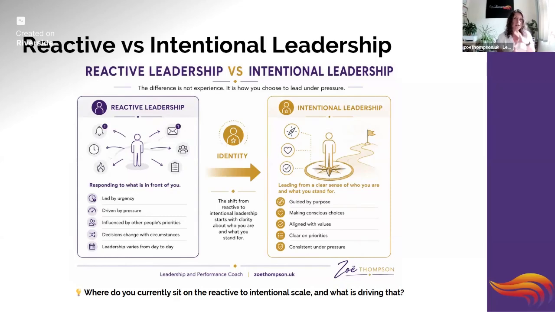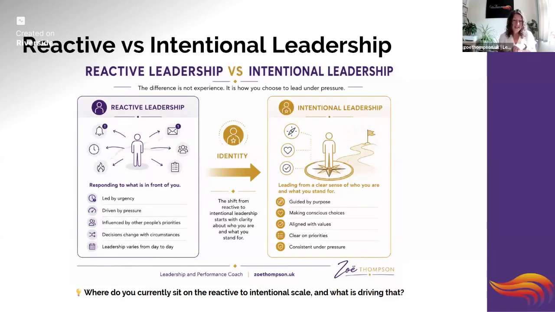The other challenge that a lot of people notice with reactive leadership is that there's a lack of consistency because you are being influenced by environment and situation and other people. Decisions can change with circumstances. Decisions can change with influence. And so your leadership and your decision making's changing from day to day.